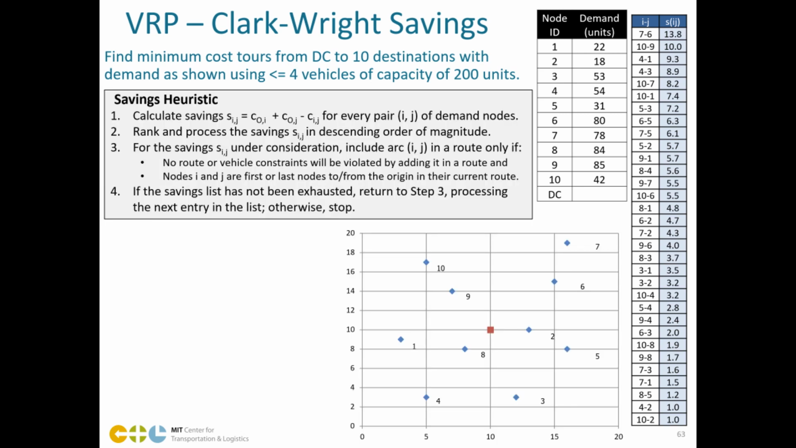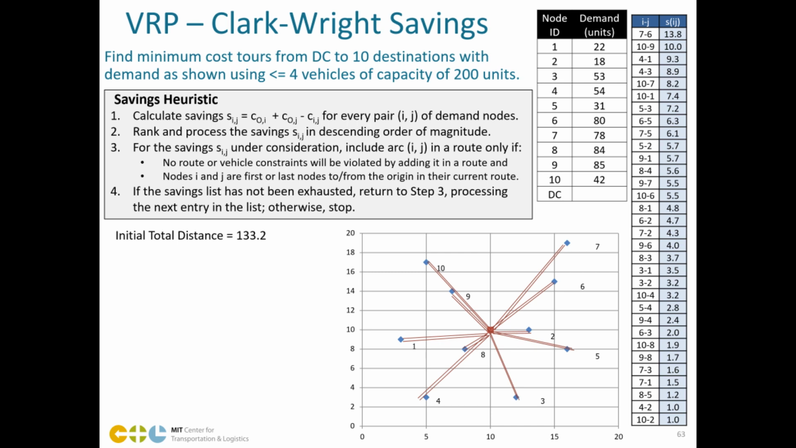Okay, so let's go to our problem. And this is the same problem we've been working on. The first solution is to find the total distance. So I'm doing the out and backs to every one of the nodes, and that total tour distance for all the 10 tours is 133.2 miles. And I'm pretty sure we can do better than that.